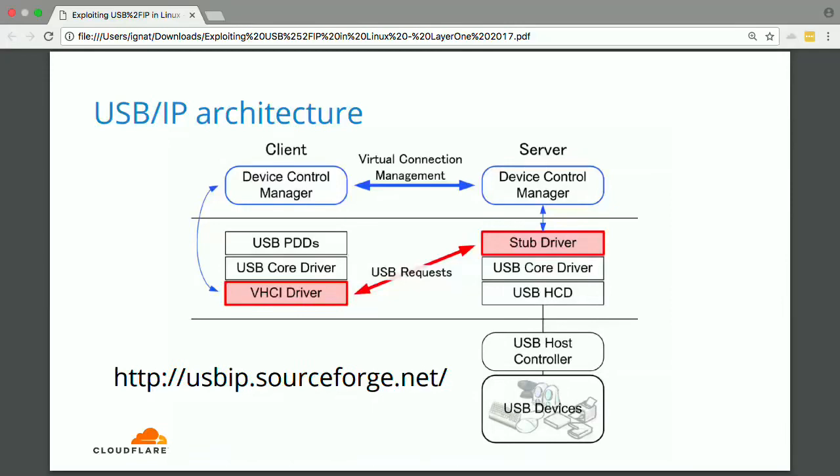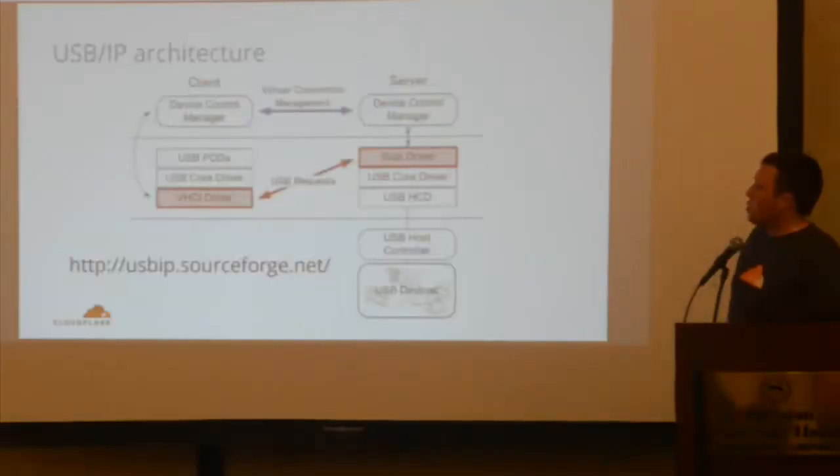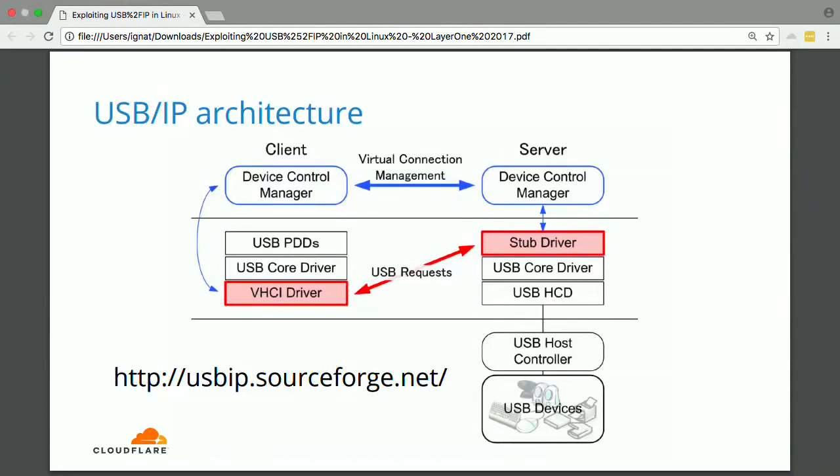Here we see there are user space and kernel space components, and the basic flow of how it works: on the server side we have this USB stub driver which just intercepts all URBs from a particular device and forwards them to the client, and on the client side we have a virtual host controller interface driver which injects them back into the client USB host subsystem, and this way you can share any USB device over the network. And as I said, it's implemented for both Windows and Linux.